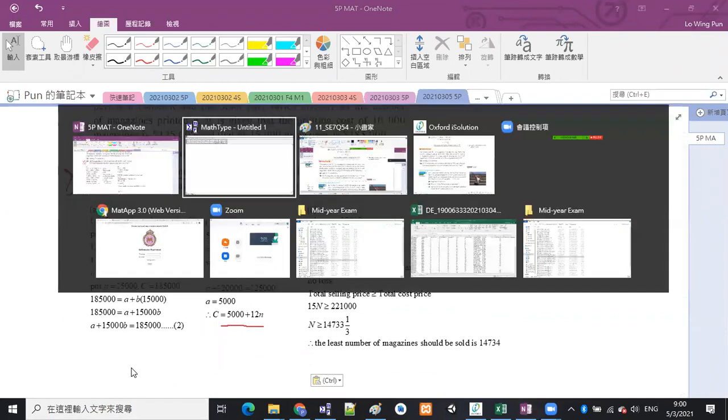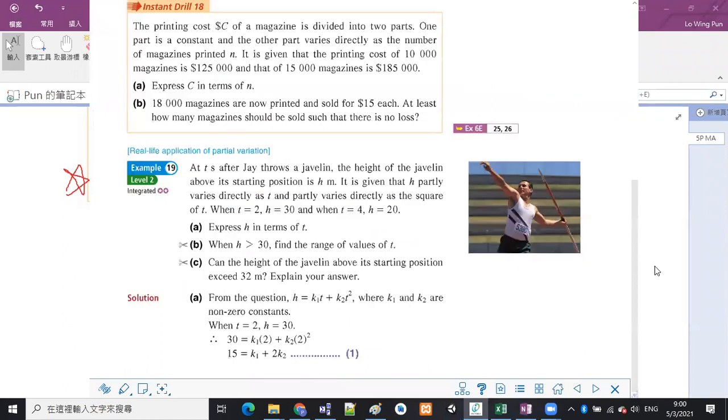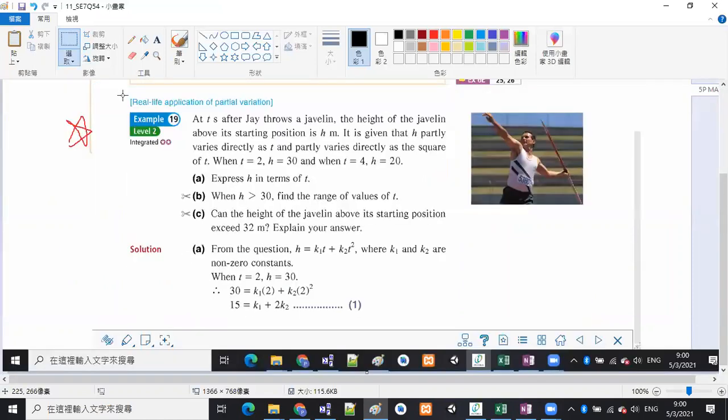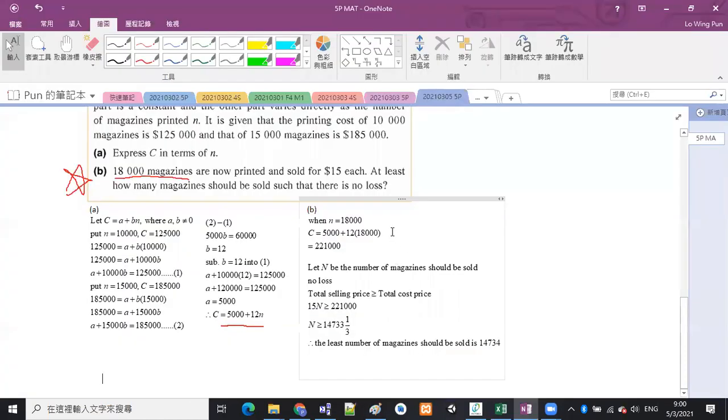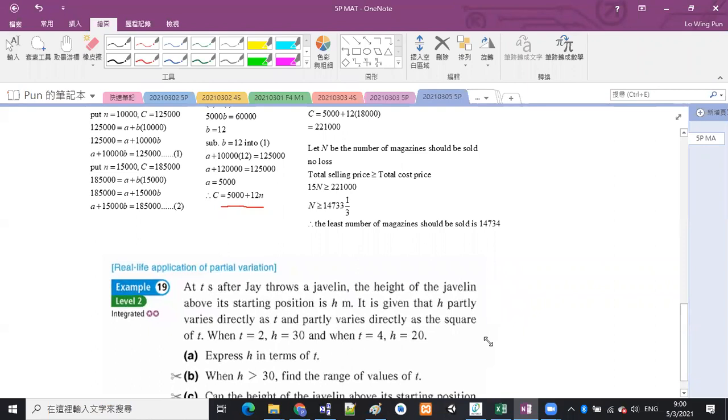Okay, number 19. Example 19. 好，我哋繼續咯。呢度我花咗好多嘅時間去講，如果你有留意嘅話，喺呢一課，我花咗好長嘅時間。希望你可以 feel 到，其實係好重要嘅。Okay? Number 19.